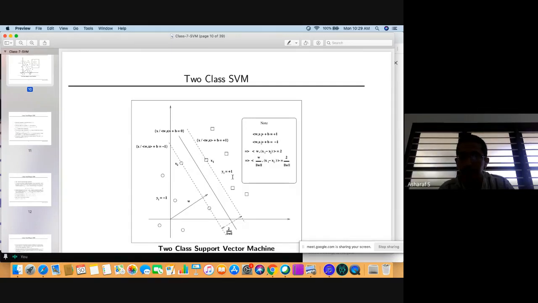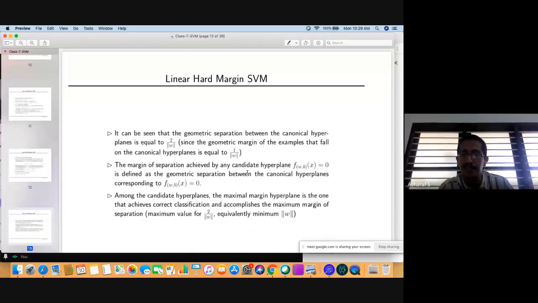So basically the geometric distance will be 1 by norm W. So 1 by norm W here, 1 by norm W here. That's how it becomes 2 by norm W. Right? Just for the understanding. So the marginal separation is 2 by norm W.